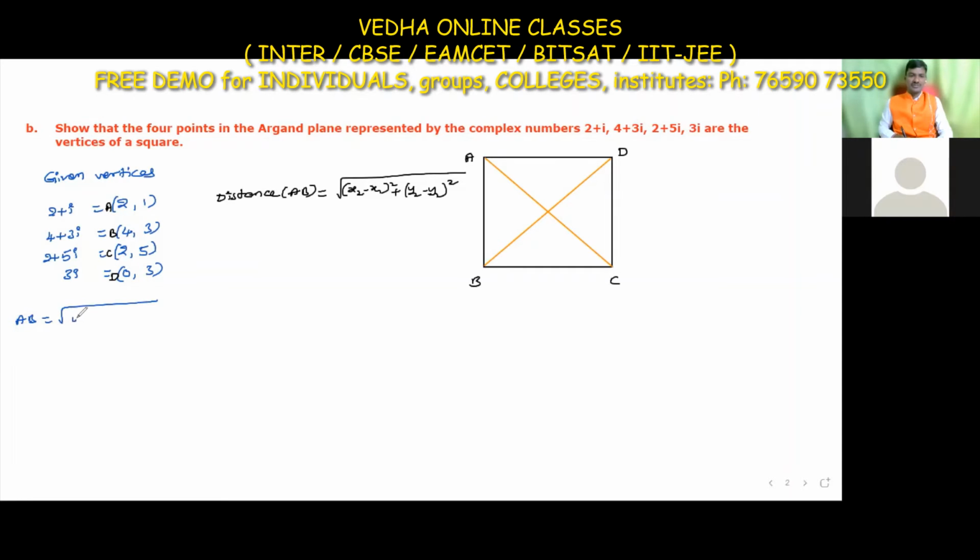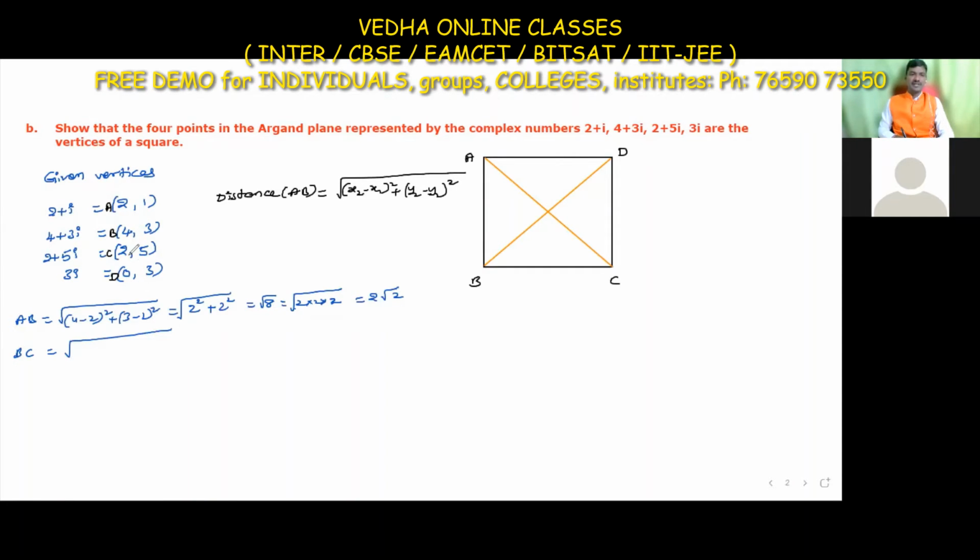4 minus 2 whole square plus 3 minus 1 whole square. This is equal to 4 minus 2, 2 square is 4, 3 minus 1, 2 square is 4. Root of 4 plus 4 is root 8. Root 8 means 2 times 4, which is 8. A 2 will come out, becomes 2 root 2. Root 8 or 2 root 2 is the answer. Now find BC.